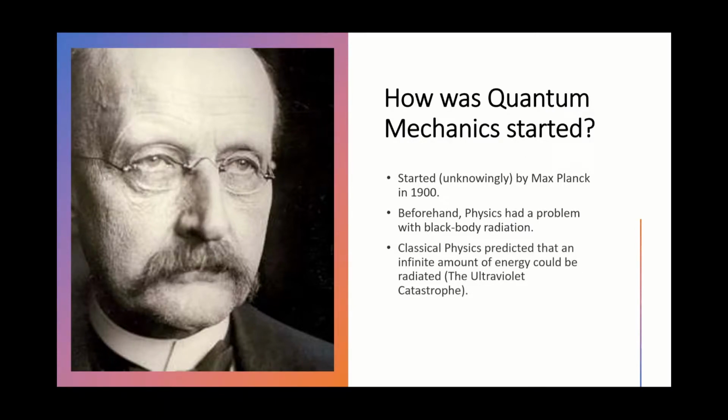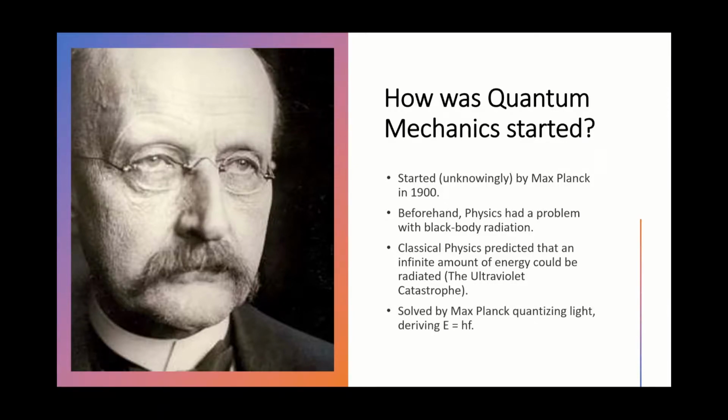Now, classical physics predicted that an infinite amount of energy could be radiated from a black body, and this was named the ultraviolet catastrophe. Since energy cannot be created or destroyed, a source of infinite amount of energy clearly violates this.